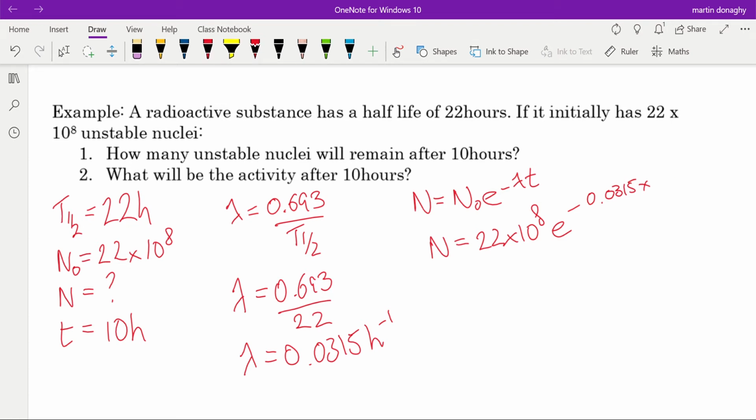Sorry, it's 10 hours, isn't it? It's t. I'm putting the half-life there. 10 hours. Okay. The key thing about the index here is it should not have a unit. So if this is per hour and this is hour, they cancel out and that's fine. If this is per second and this is seconds, that's fine, but you can't mix and match them. So if t was in seconds, I would have to convert this to per hour. And then it's just a matter of typing that correctly into my calculator.